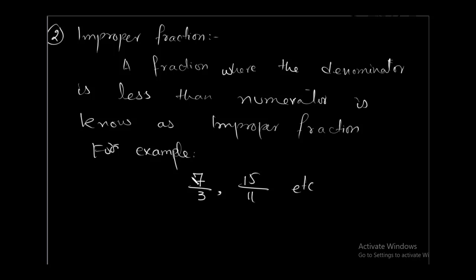In both of these, it is clearly seen that if I talk about 7 by 3, 7 is greater than 3, so according to the definition it is an improper fraction, because the numerator is greater than the denominator, or I can say that the denominator is less than the numerator. In the second example, 15 is greater than 11, so this type of fraction is called an improper fraction.